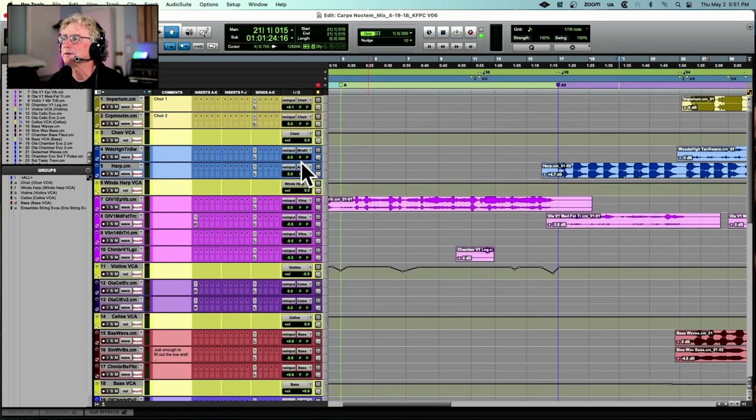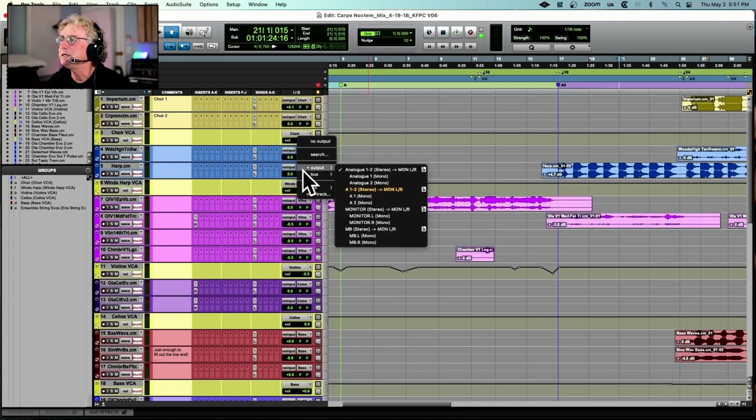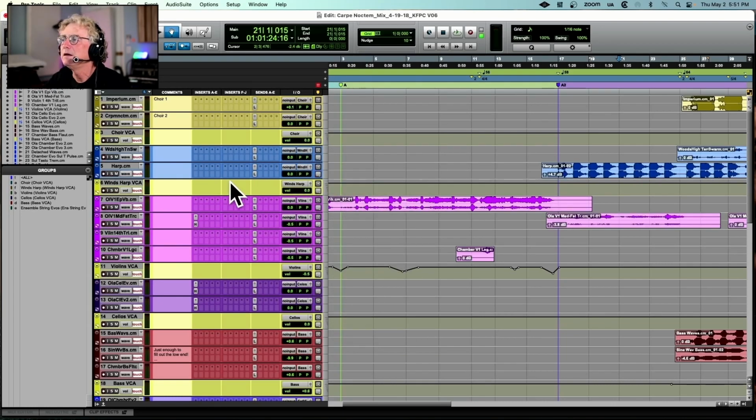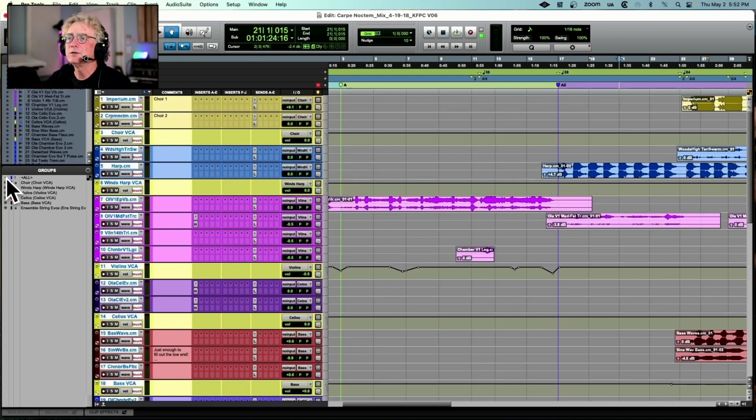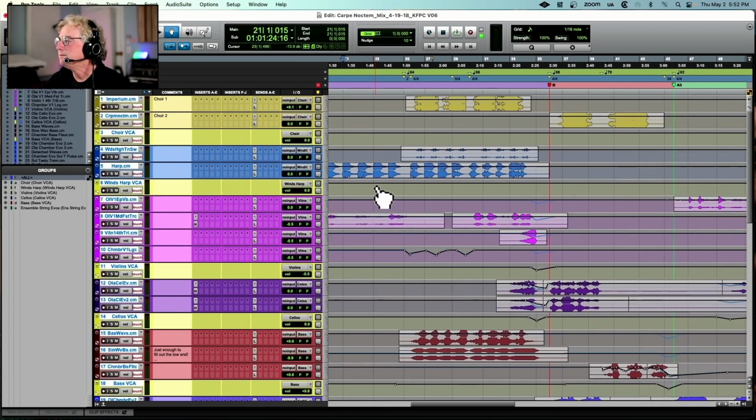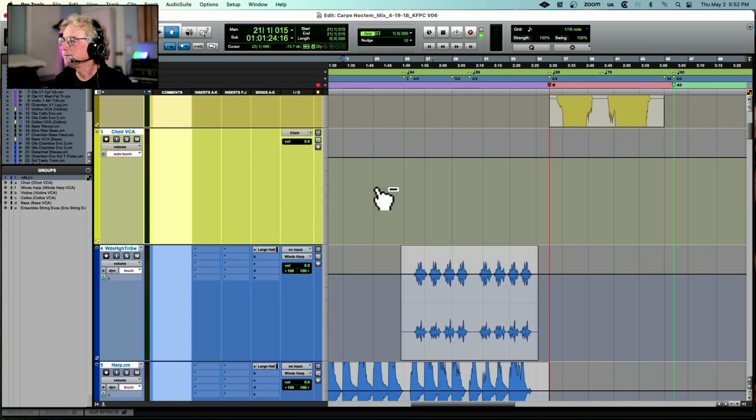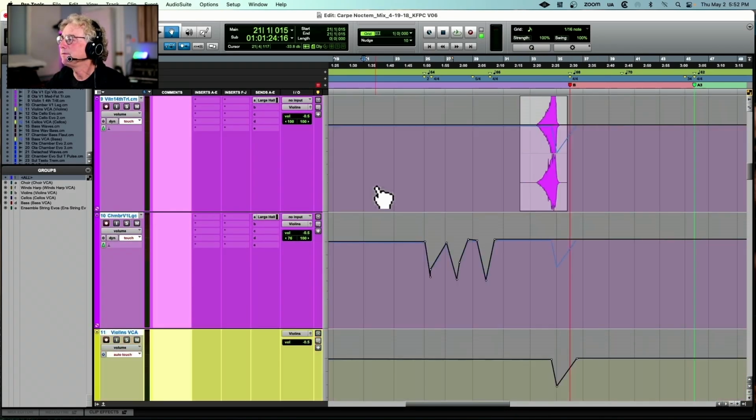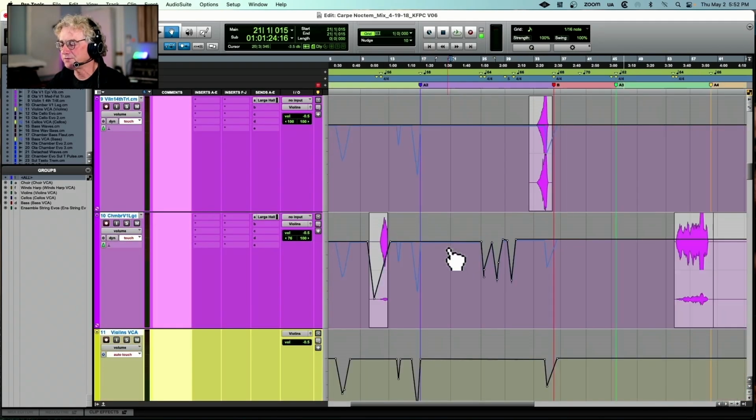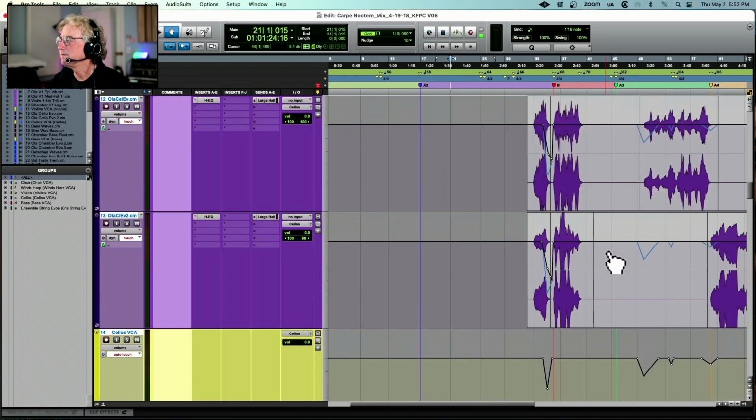Now let's take a look at, let me put this back to where it's supposed to be. Let's take a look under the hood here. You could see that there's all sorts of volume automation all over the place, right?